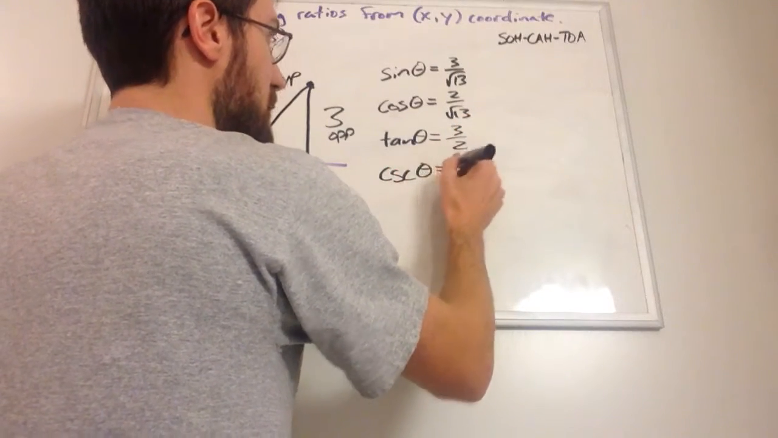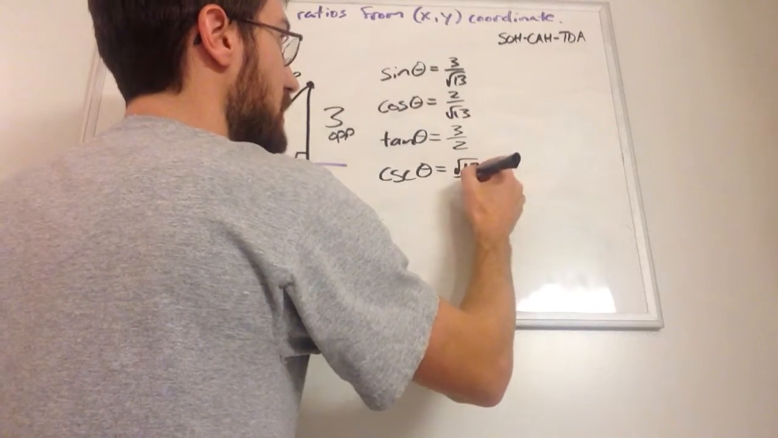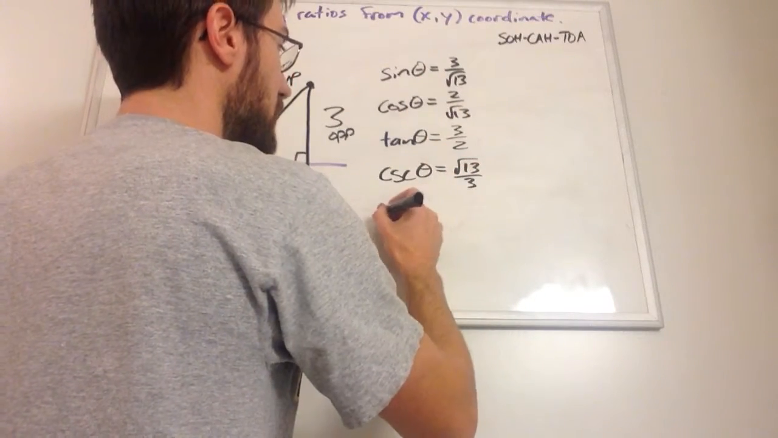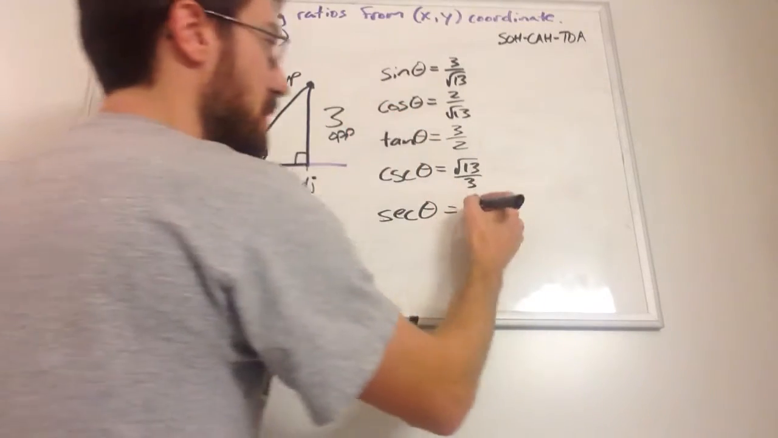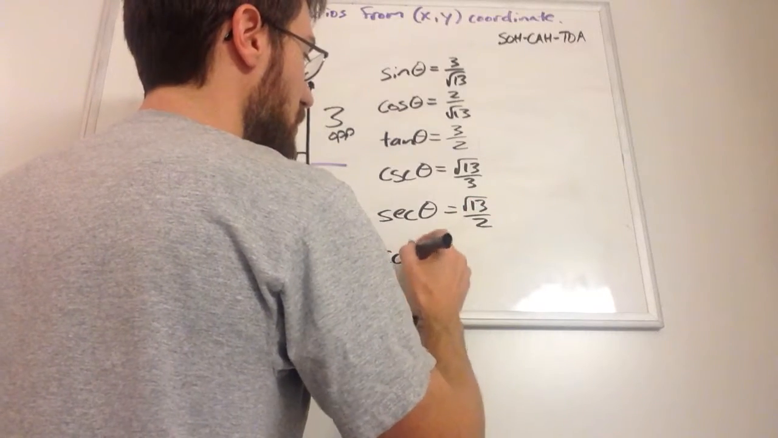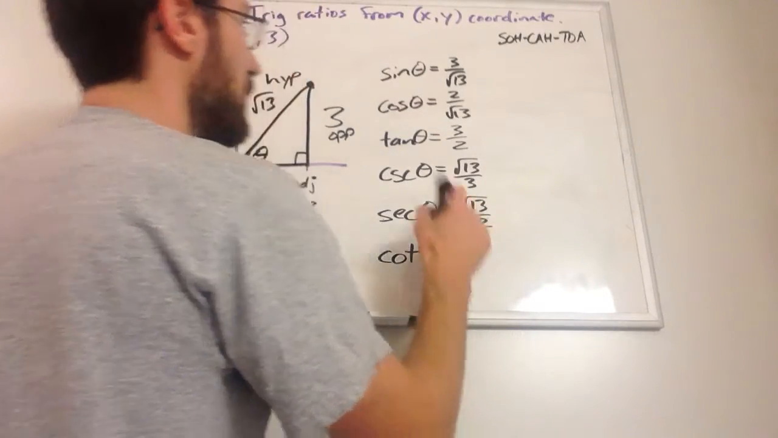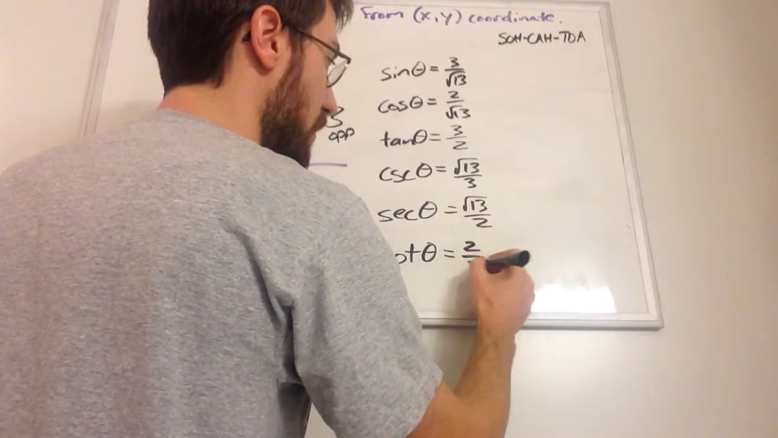Cosecant is the reciprocal of sine, so square root of 13 over 3. Secant is the reciprocal of cosine, so square root of 13 over 2. And cotangent is the reciprocal of tangent, so 2 over 3.